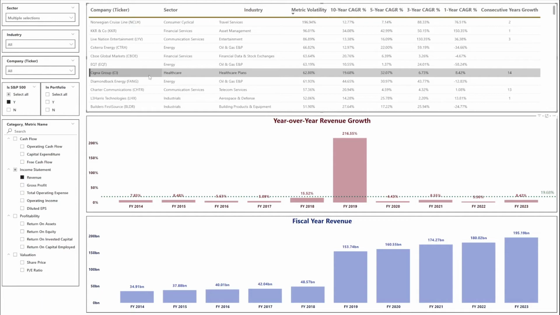Let's look at Cigna Group, their healthcare sector, and their competitor to one of my holdings, United Health Group. They have 14 consecutive years of revenue growth. Their 10-year CAGR here is nearly 20%, very good, yet they have pretty high volatility at nearly 63%. The reason is you can see that while they've had pretty consistent growth year after year, over the last 10 years, they had one giant pop in fiscal year 2019. That was actually an acquisition of Express Scripts, Cigna's PBM or Pharmacy Benefit Manager arm, back in fiscal year 2019.